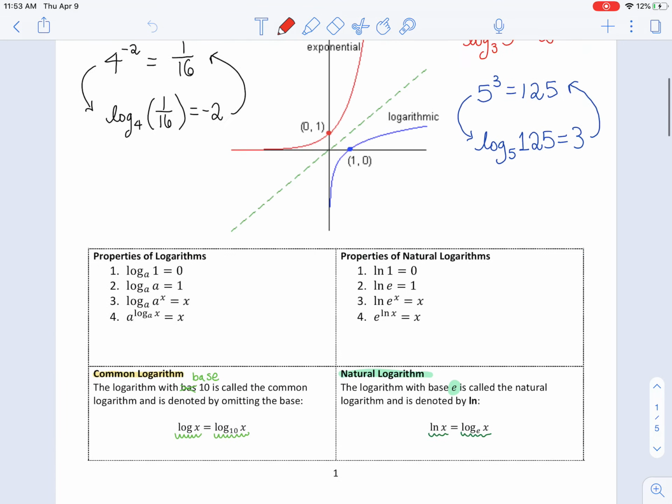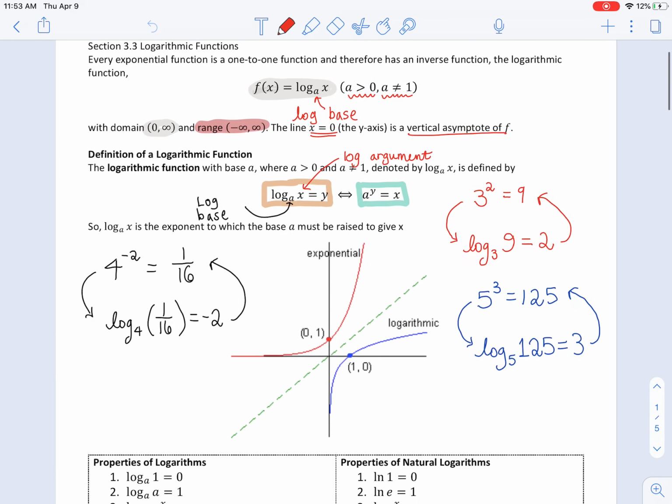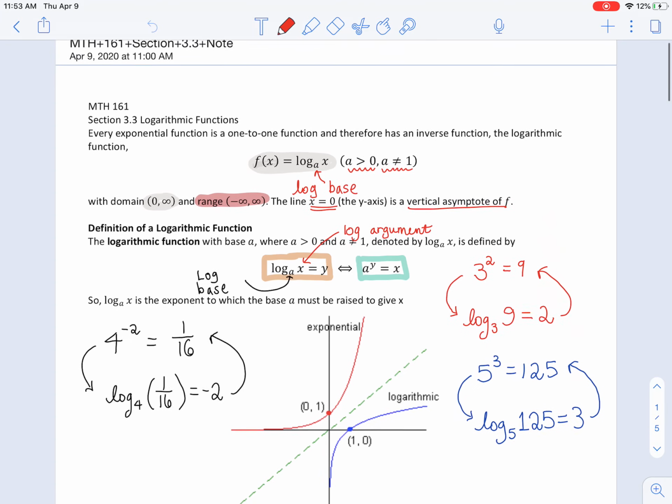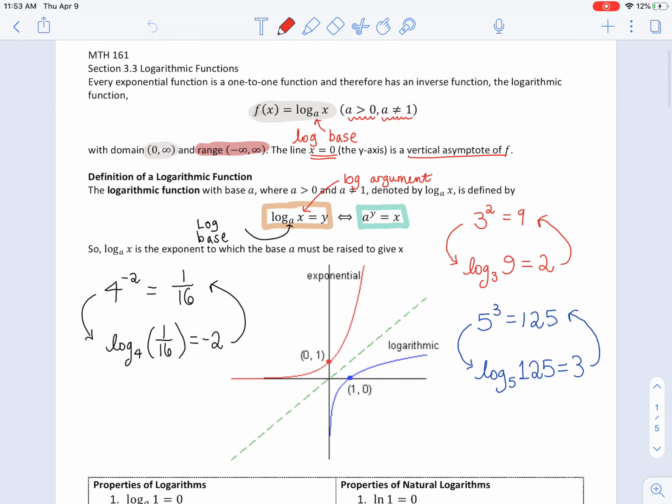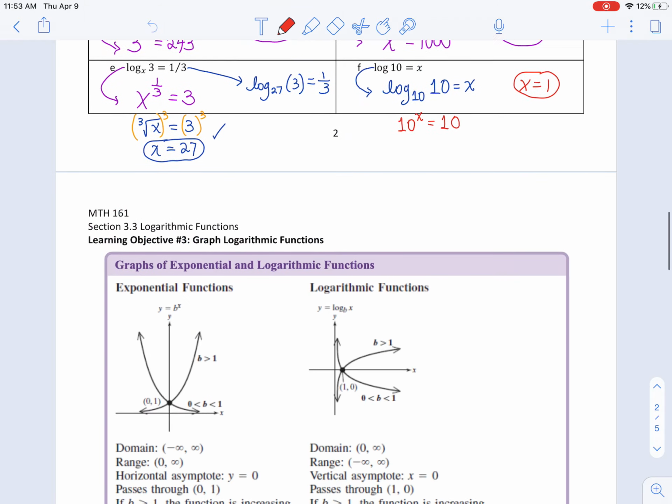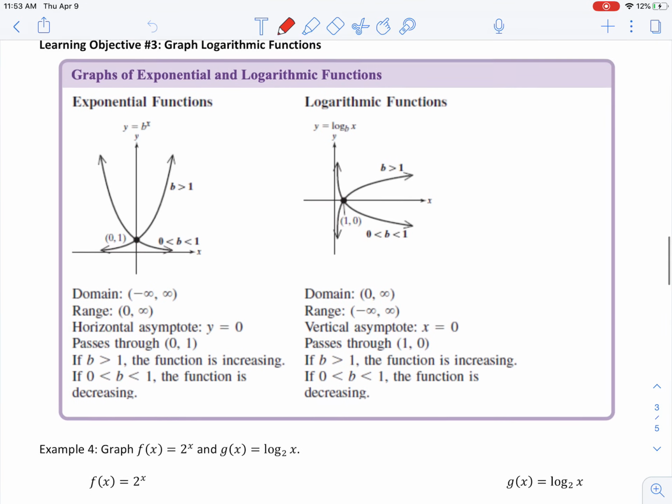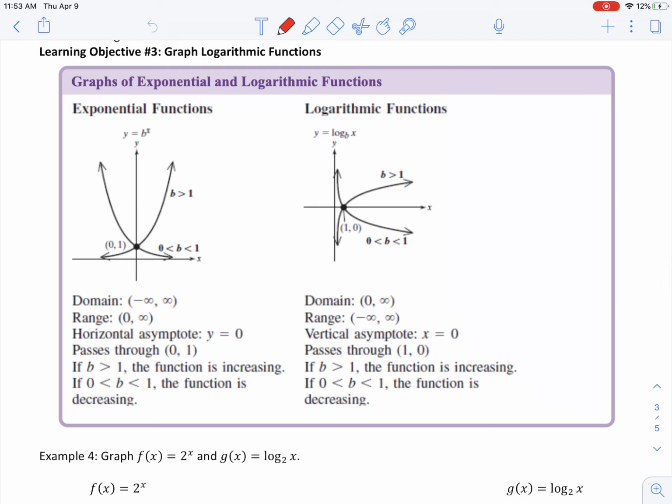Please check the first part for pages 1 and 2. And after finishing all these notes, I will show you where you can find your 3.3 daily problem, okay? Alrighty, let's get started on the graphs of exponential and logarithmic functions.